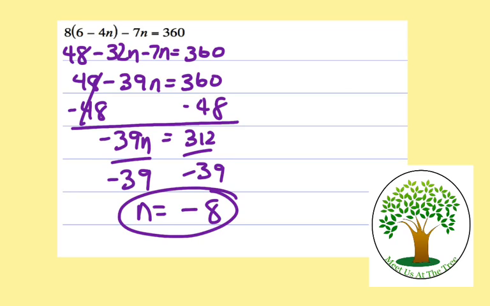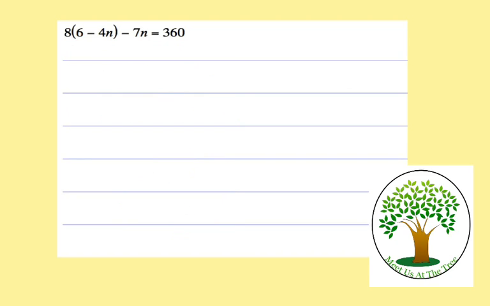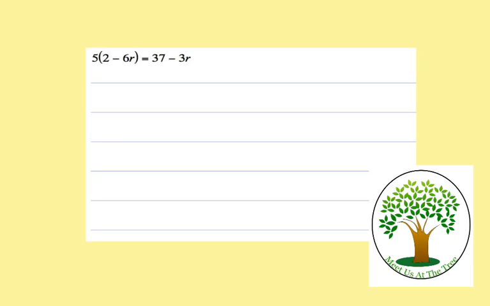Alright, now we're going to try to do another one so I can give you as much practice as possible. Here we go. We still have a distributive property. Let's do that one first. Here, that becomes 10. This becomes negative 30r. Bring down my equals. Bring down the 37 minus 3r.